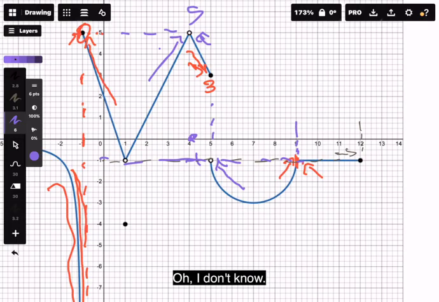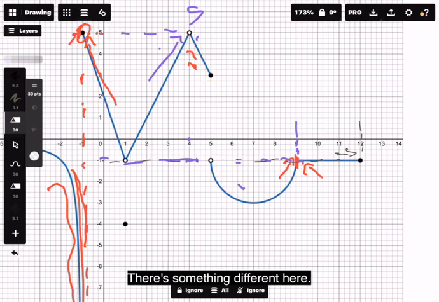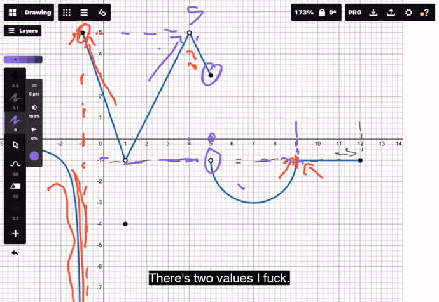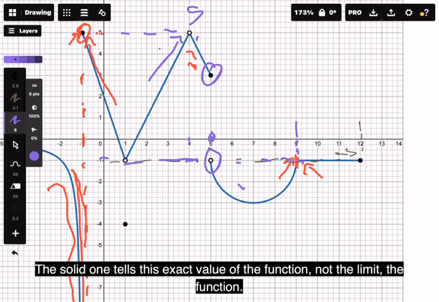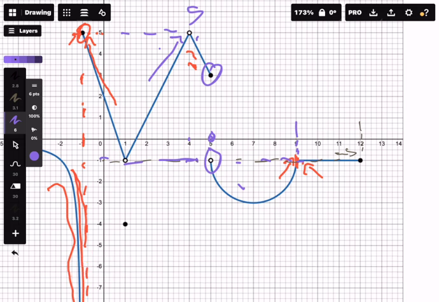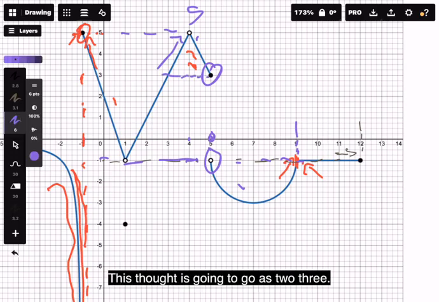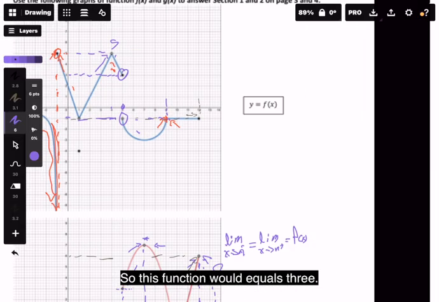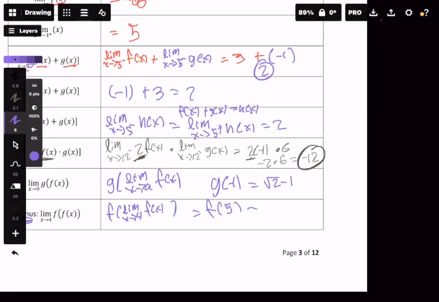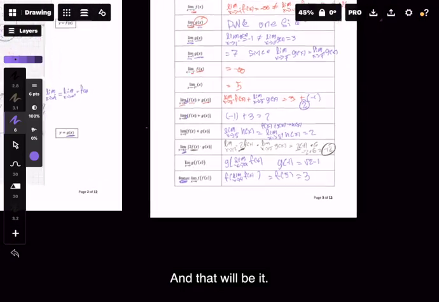Oh no, there's something different here. There are 2 values at f of 5. The one we go with is the solid one. The solid one tells us the exact value of the function, not the limit, the function. So let's go find this number. This dot is going to be 3. So this function would equal 3. And that will be it. Thank you.